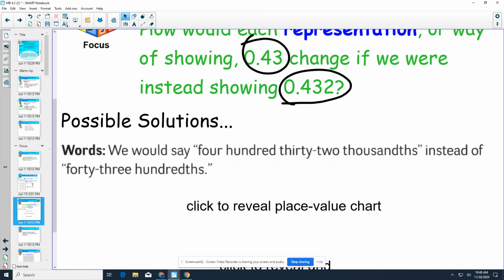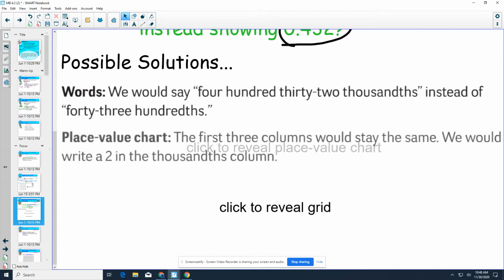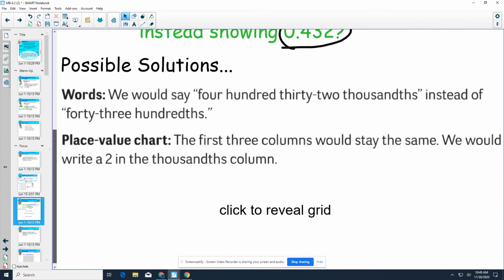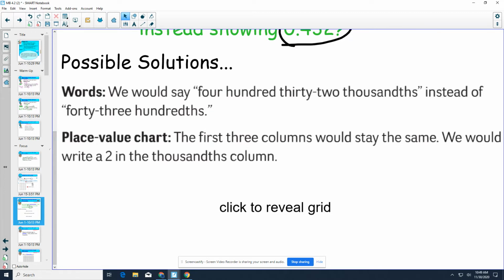One representation would be using it in word form, and we would say 432 thousandths instead of 43 hundredths. Another representation that we could use is a place value chart. The first 3 columns would stay the same. We'd write a 2 in the thousands column instead. So just like in that chart where we left it blank in the thousands, we could put a 2.